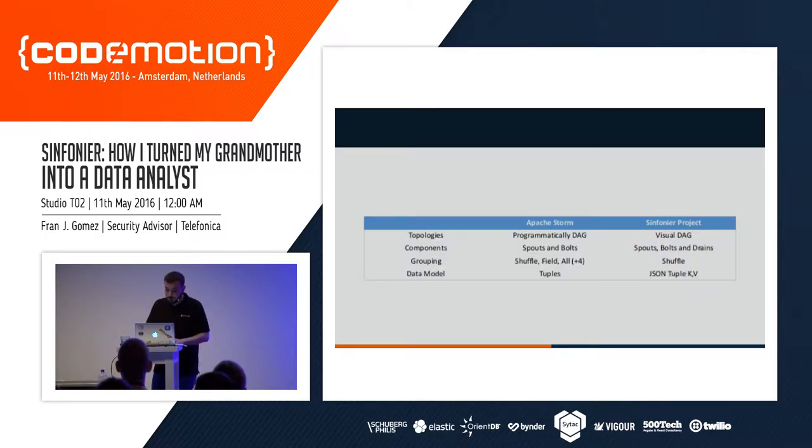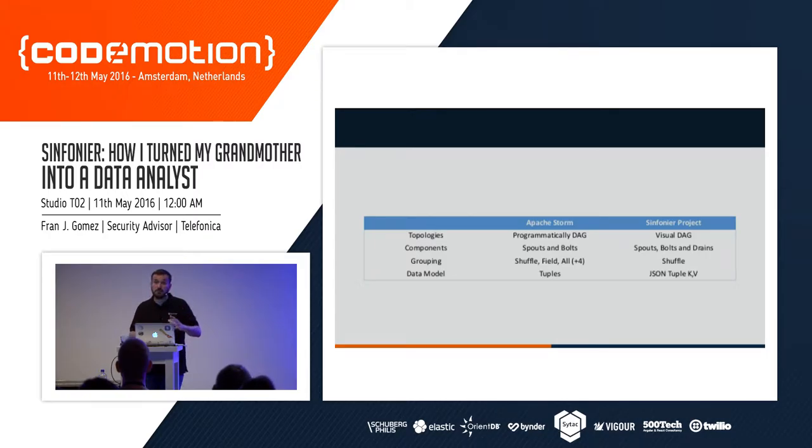So, why can you do this? Because Apache Storm is working with a programmatic DAG. The Sinfonier project is just the same DAG, but we are creating this diagram in a visual way. Storm has spouts and bolts, and we have spouts, bolts, and drains. We will see what a drain is. For now, we only support shuffle grouping.